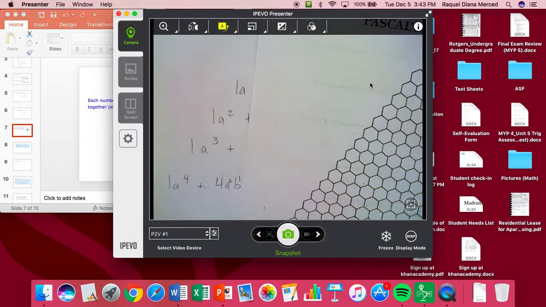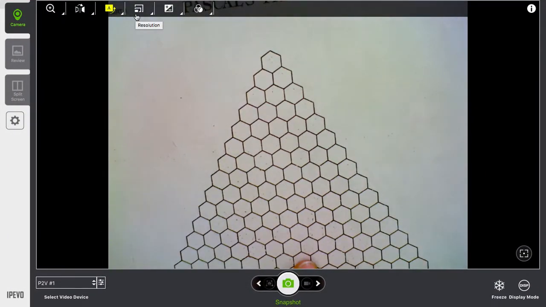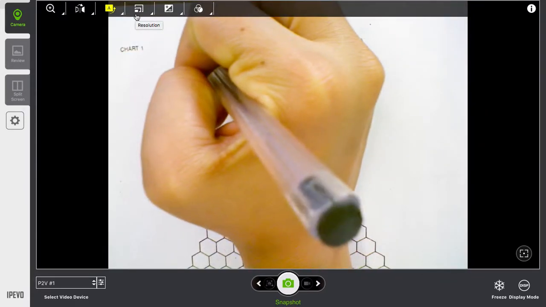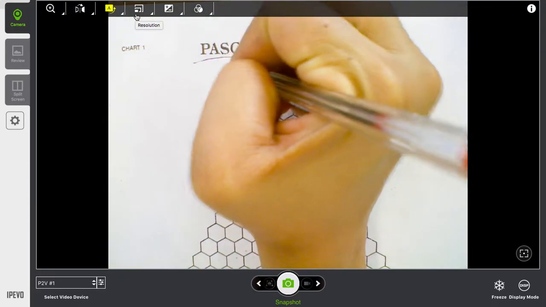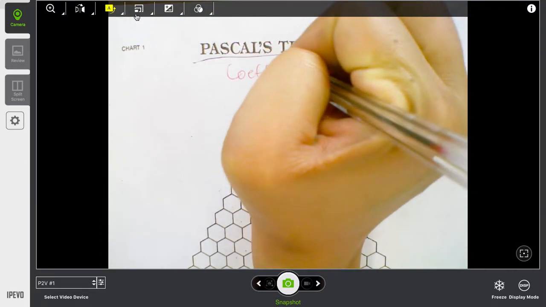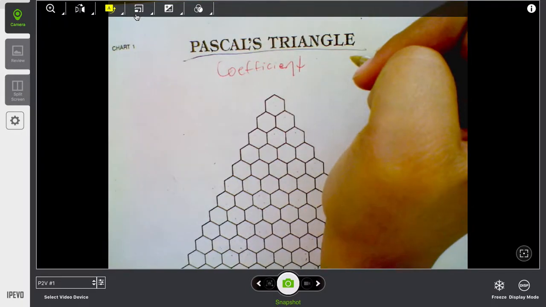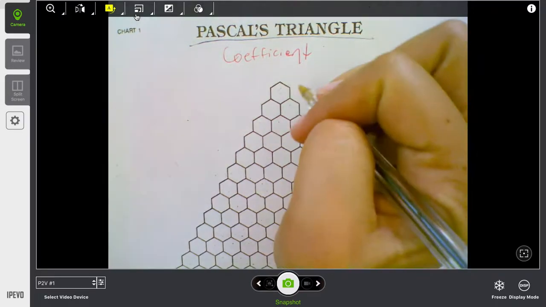And this worksheet was called the Pascal triangle. And what I asked you guys to do was to fill this out. Now this only works when we're talking about coefficients. Okay, a coefficient is the first term before the variable. So let's talk about the Pascal triangle.